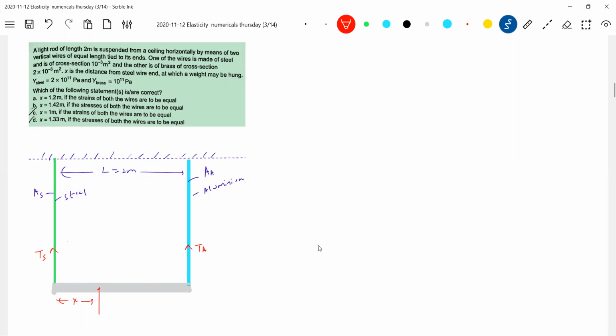I'm going to suspend a weight. But at which point may the weight be hung so that, if the stress of both the wires is equal... So I'm doing stress in both.